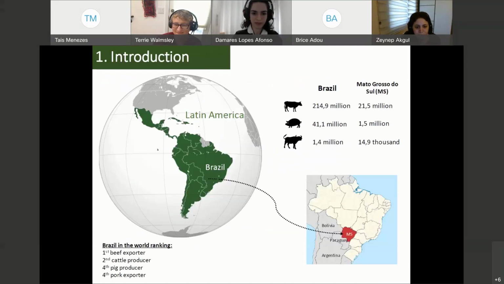Brazil is the largest country in Latin America, the largest exporter of beef, and the second largest producer of cattle in the world. Among the Brazilian states, we have Mato Grosso do Sul, located in the western region of Brazil, on the border with Paraguay and Bolivia. This state represents 10% of the national cattle herd, and it is one of the biggest beef exporters.